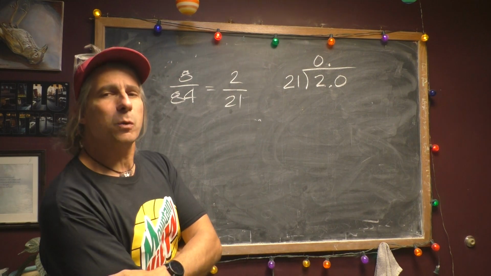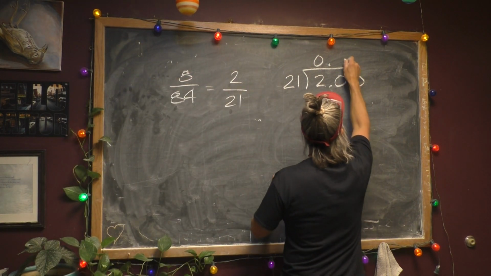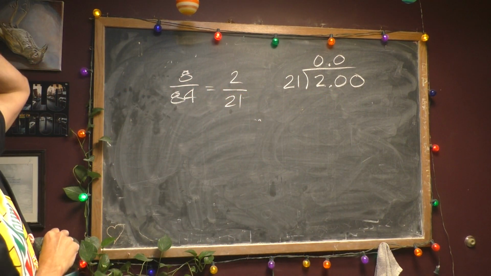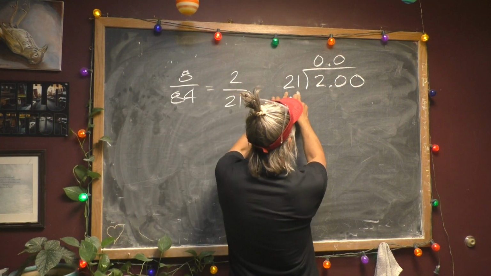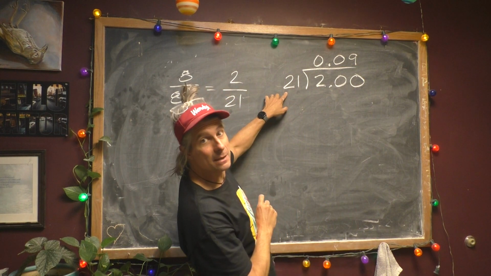21 also doesn't go into 20. Okay. Then we just have that another place. And we're going to put a 0 there to hold that place. Now 21 can go into 200. And I bet it's almost 10 times, because 10 times 21 is 210. I'm going to bet it's 9 times.